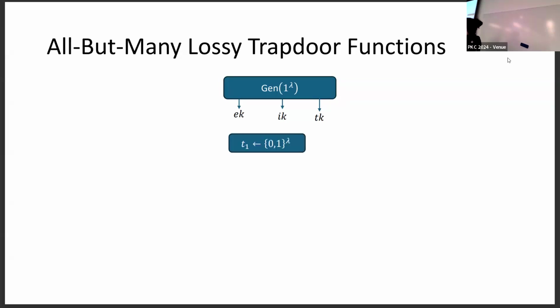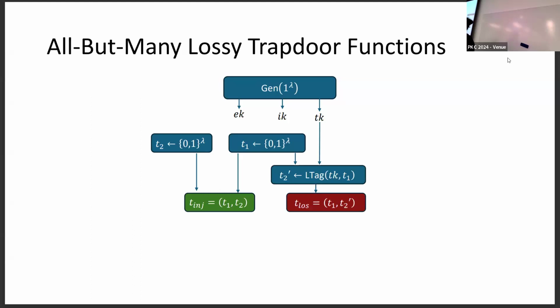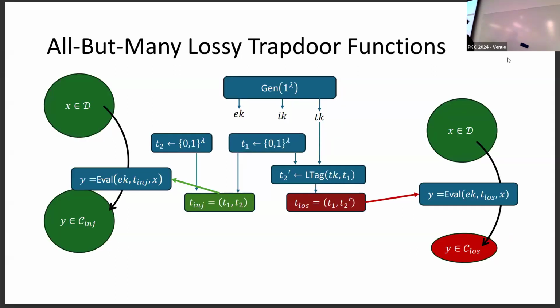Now we have tags. Tags have two parts. Both parts are n-bit strings. The first part can be drawn uniformly random, doesn't matter. If you also draw the second tag part uniformly random, then with overwhelming probability you'll get an injective tag. But here's the thing, you have a lossy tag algorithm. If you use the tag key, which is usually secret, then you can extend the first tag part to a lossy second tag part. So you can extend tags to be lossy. And that's kind of secret, that's a trick. Only the owner of the tag key can do that.